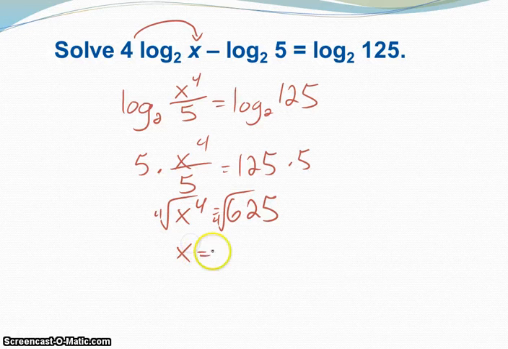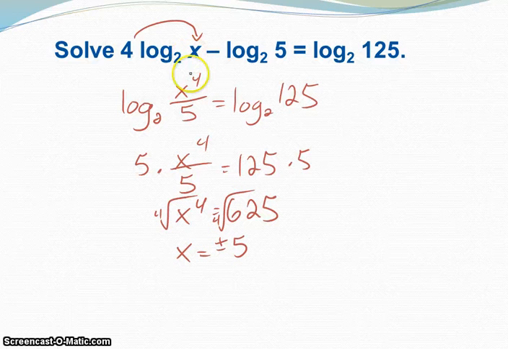So x equals, technically, since we are solving an equation, we do have to take care of the positive and the negative. So it would be positive or negative 5. However, I want to make sure I do not have a negative argument. And since that negative 5 would give me a negative argument, my answer is just 5.